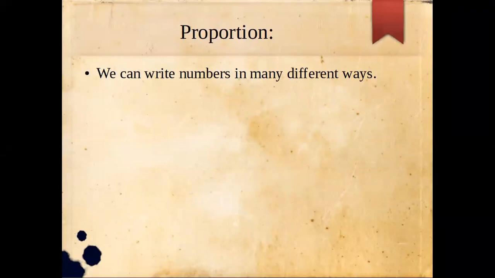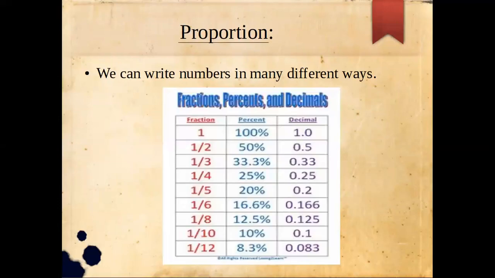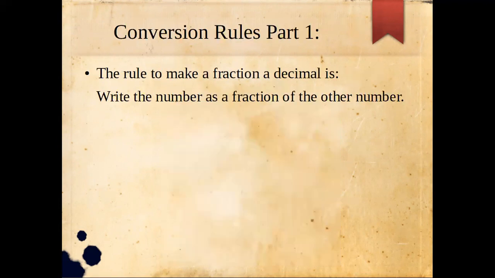So proportion is the fact that we can write numbers in many different ways. For example, we can write 1 as a fraction, 1 over 1. We can write it as a percentage, 100%. We can write it as a decimal, 1.0. 1/2, we can write that as a fraction, 1 over 2. Percentage, 50%. Decimal, 0.5. So they're all in proportion to each other. Okay? So, conversion rules part 1.